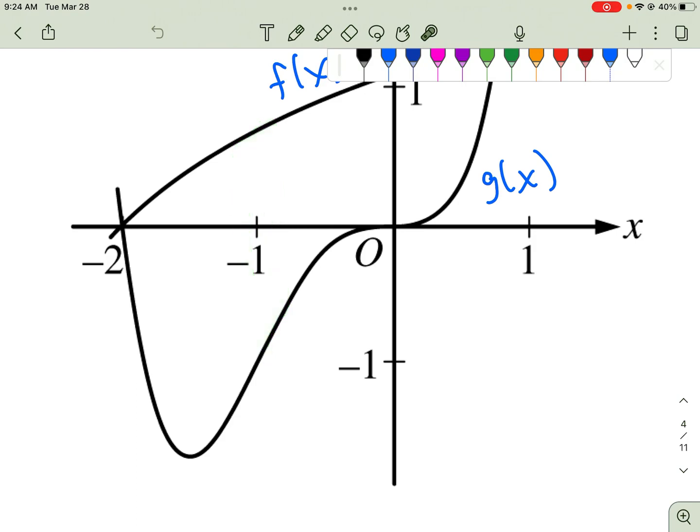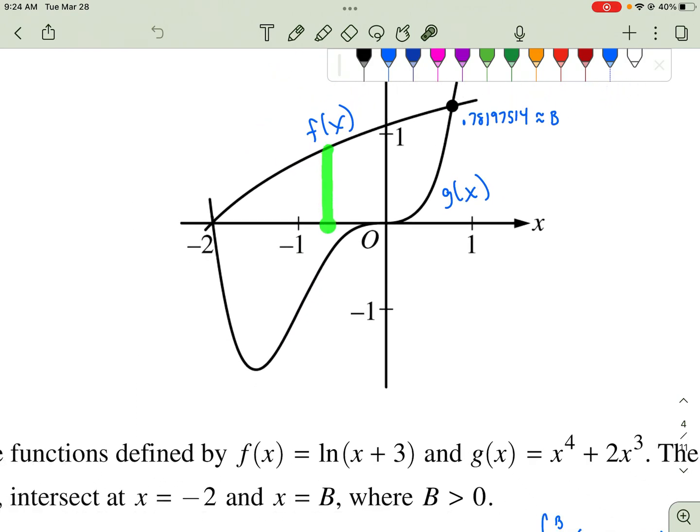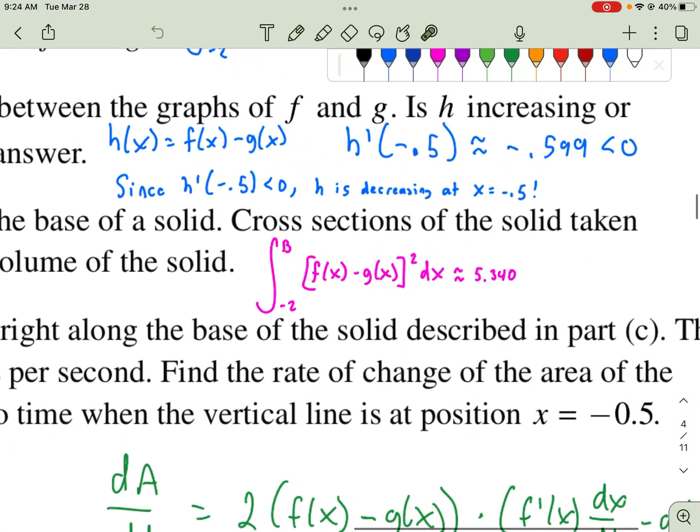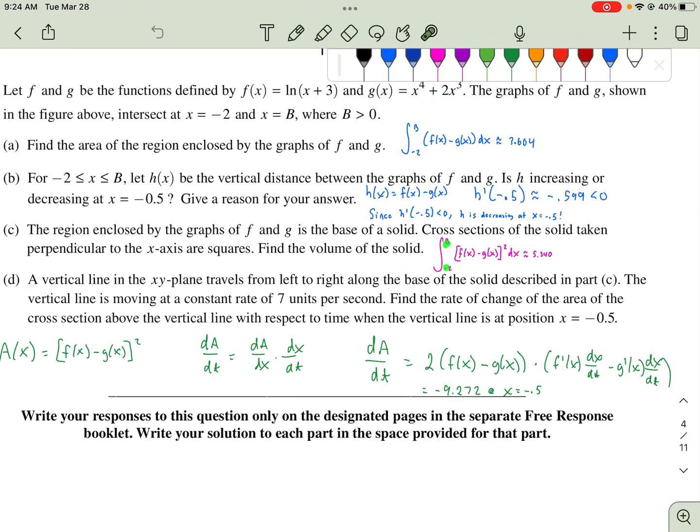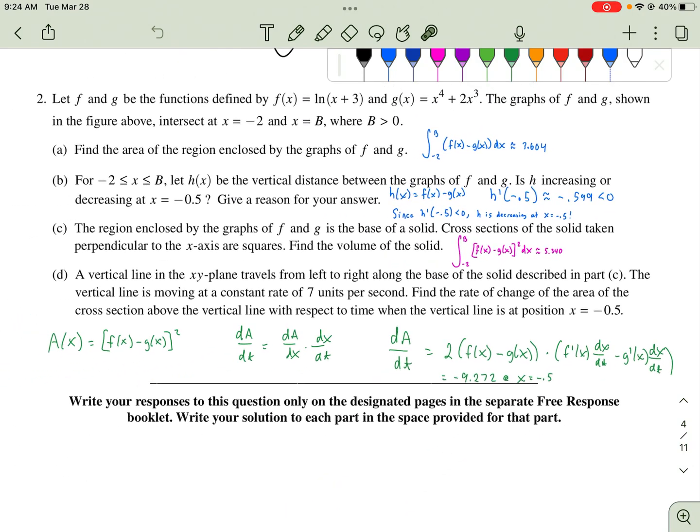And so the cross section is a square. The length of the square runs from curve to curve. So the length of the square is f minus g. So the area of the square is the side length, f minus g, squared, and then times your thickness, dx, to get volume. And you just integrate that from negative 2 to b again, giving you that.